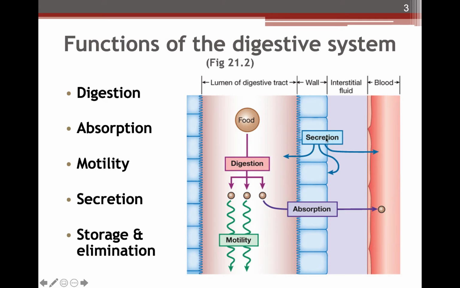Secretion is a term that we've heard before when we were talking about the urinary system, but it means something very different here in the digestive system. So don't get this term secretion mixed up with what we learned about in the urinary system. Same term, different functions, okay? So secretion in this case is going to be these cells that line the walls of the digestive tract here in blue are going to release some of their contents into the lumen of the digestive system.